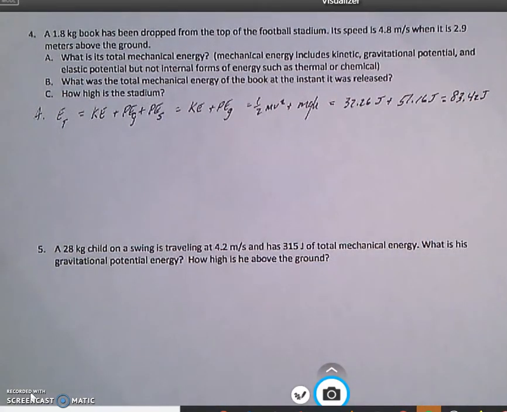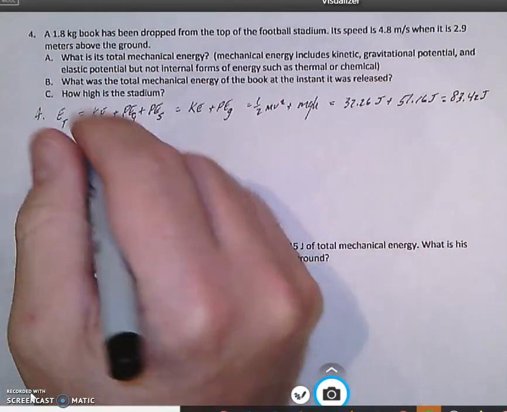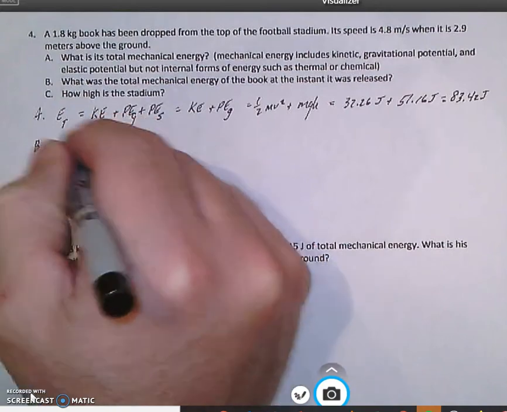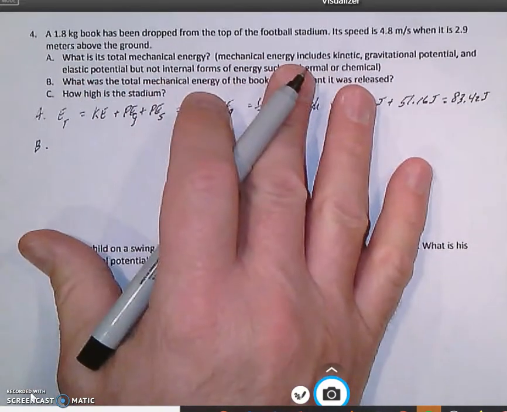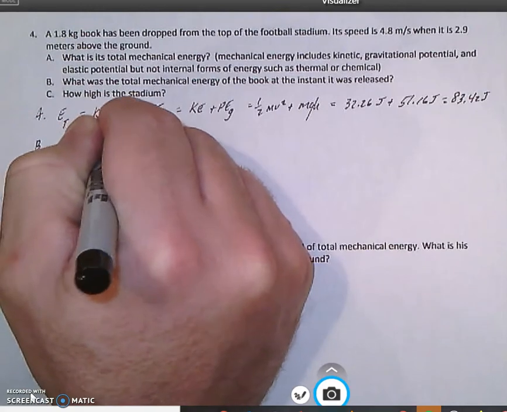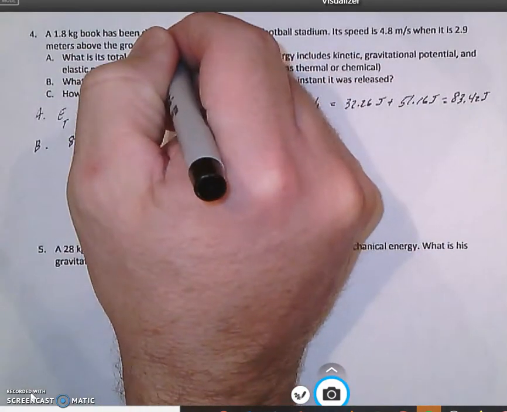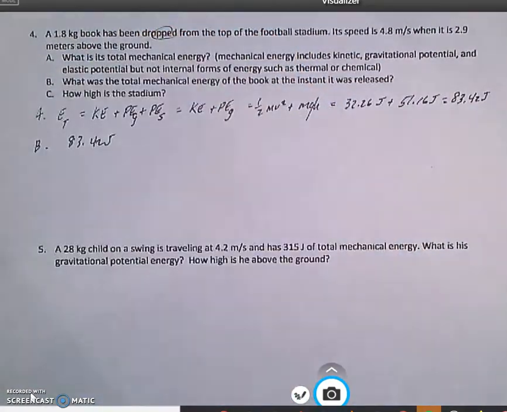And that means the entire trip down for the book from the top of the football stadium to the ground, the total mechanical energy is the same. So we calculated at one particular point. Part B asks for the total mechanical energy the instant it was released. Well, it's the same exact thing as the point that we calculated it at, 83.42 joules.